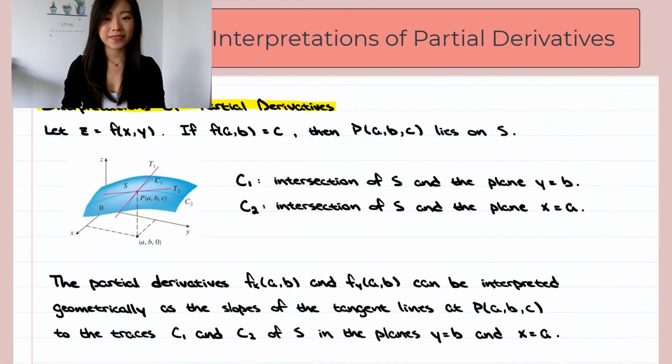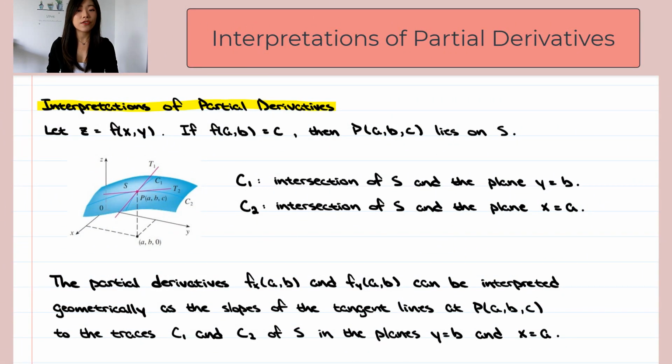In the previous lecture, we learned the derivatives for a multivariable function, which is also called the partial derivatives. In this lecture, let's talk about the interpretation of partial derivatives. Suppose we have a function of two variables, z equals f of x and y.